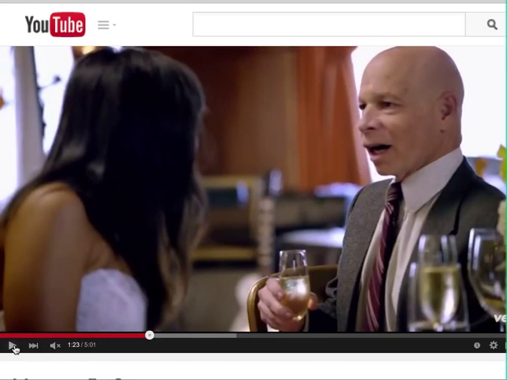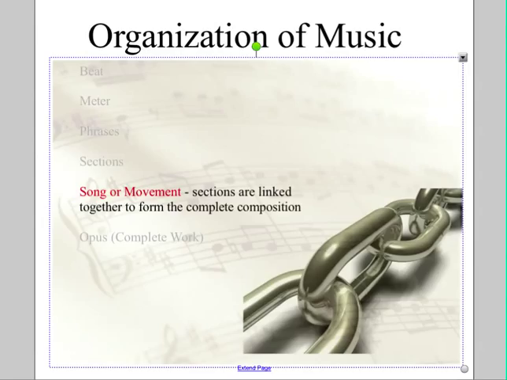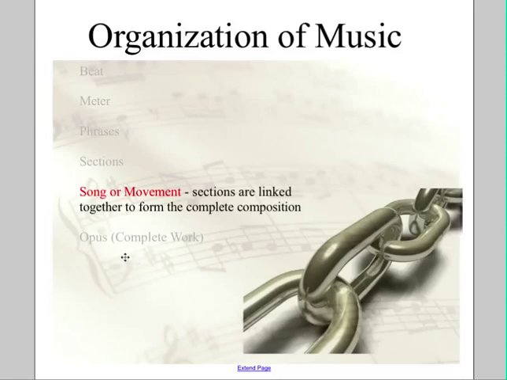All right, so we talked about that recently in class. We analyzed that song and we broke it down into these formal sections that we're familiar with. Now we're putting in the larger concept of these elements which organize music: beat, meter, phrases, and sections. Now finally, when we go to more sophisticated, longer musical compositions, these parts go together to form the whole song or the movements of sections of a larger classical work. And then when you have classical composers, these could even be parts of longer sectional arrangements, their opus or complete works.